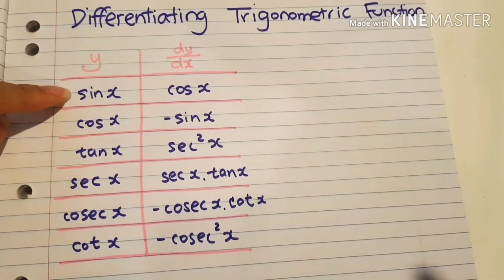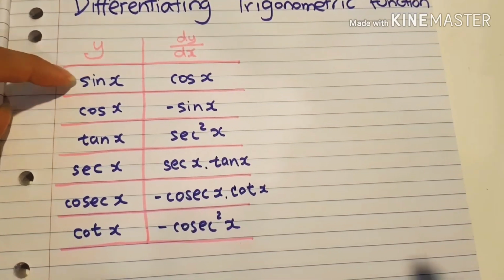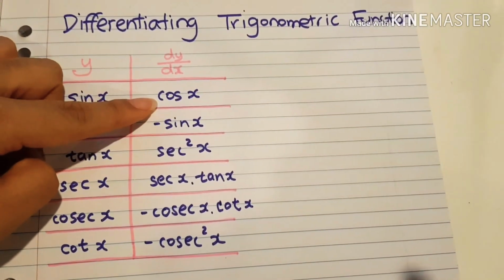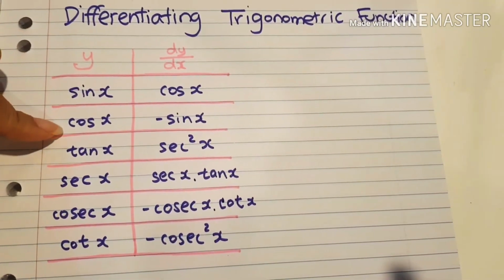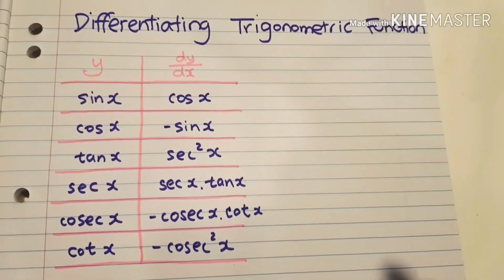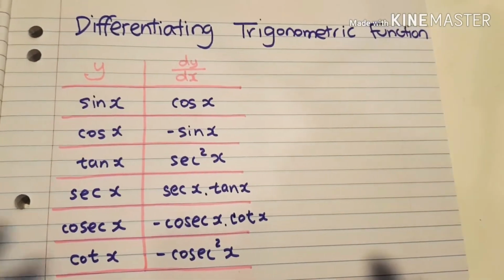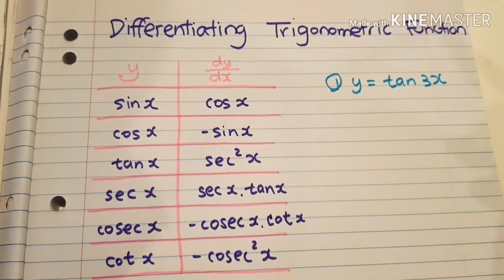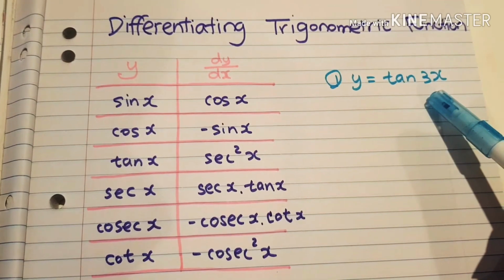So if you differentiate sine, this is the original one. If you differentiate sine, you will get cos x. If you differentiate cos x, you'll get negative sine, and the same thing follows. Okay, let's have a go at an easy question first.